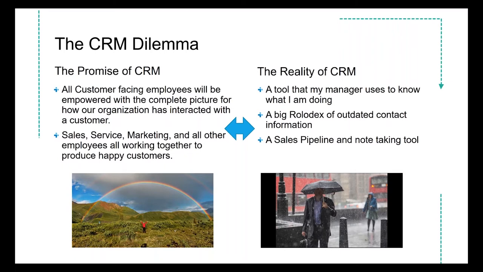So the CRM dilemma. I think most of you have probably heard of CRM, and that's why you're on this webinar. But the promise of CRM, the rainbows and puppy dogs version of CRM that you've always heard about, is that all of your customer-facing employees are going to be empowered and have that complete picture of the customer within the organization. Who's interacted with them? What their purchase history was? They're going to know everything about you when you walk in the door or give them a call. So that would be sales, service, marketing, could be field service, maintenance technicians, all working together to produce a great experience for your customer.